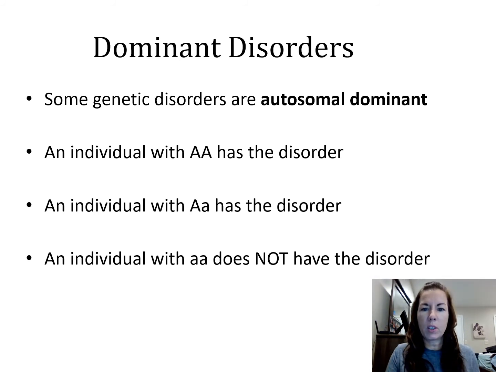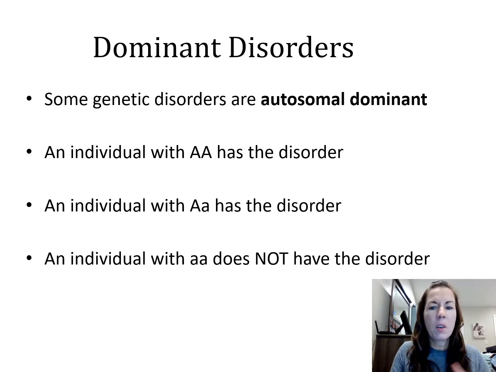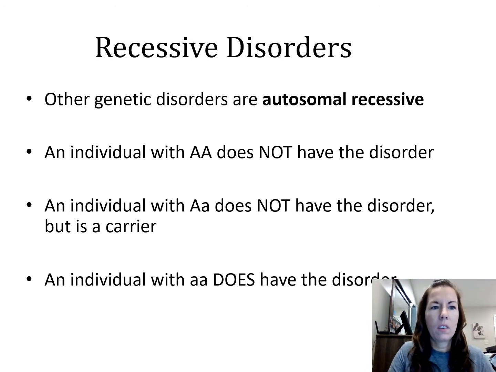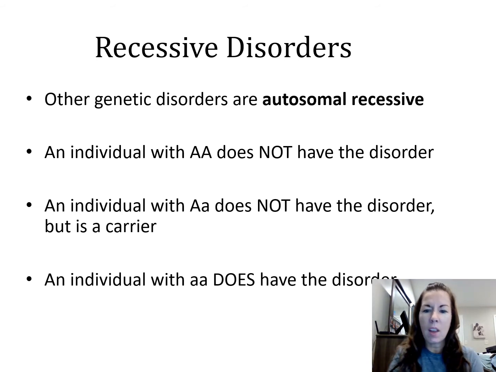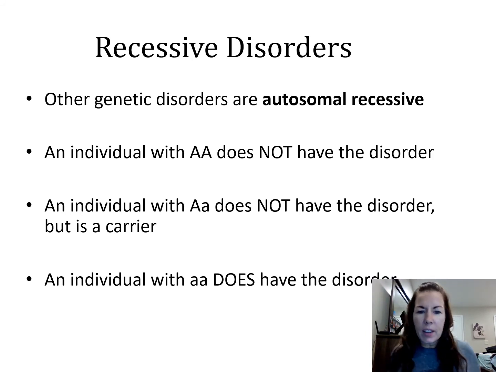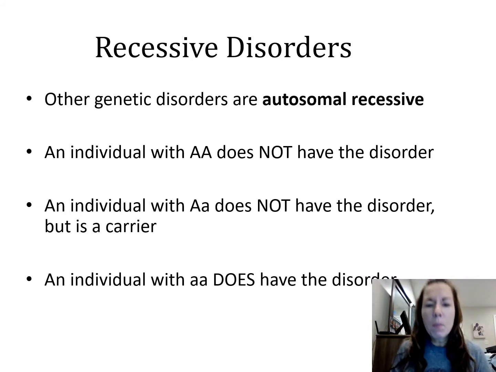If it's autosomal dominant, an individual with capital A, capital A or capital A, little a, does have the disorder. But if it was little a, little a, they would not have the disorder. With an autosomal recessive disorder, an individual with capital A, capital A or capital A, little a, does not have the disorder. If it is heterozygous, they wouldn't have the disorder, but they would be a carrier. An individual with little a, little a would have the disorder.